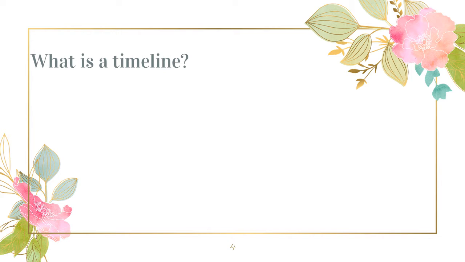Now students, let's see what a timeline is. If you look at this word, you're going to see that it is made out of two different words. One is time and the other one is line. So it has something to do with time and it is probably in the form of a line. Okay, let's see the meaning of timeline.